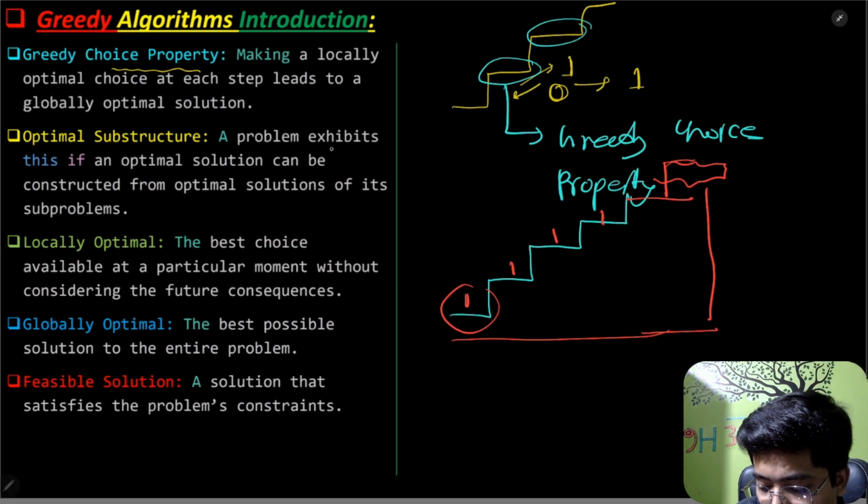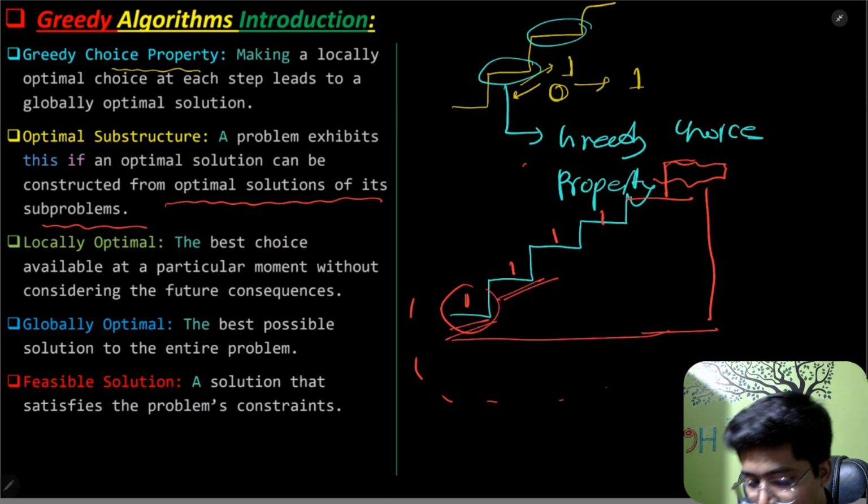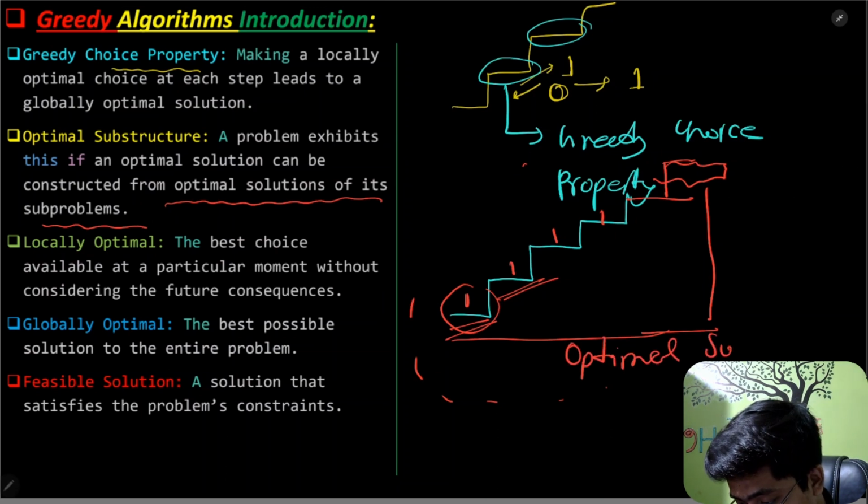A problem exhibits this if an optimal solution can be constructed from optimal solutions of its subproblems. So if the entire thing is the main problem, we can call all those subproblems, and this entire structure we can call optimal substructure.